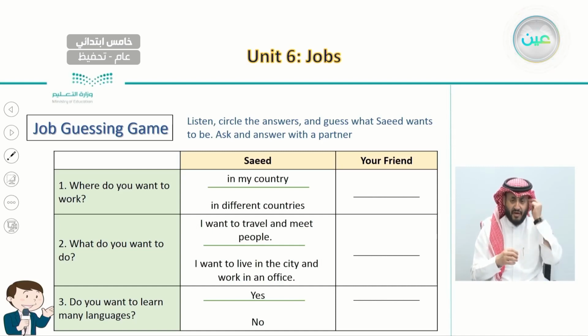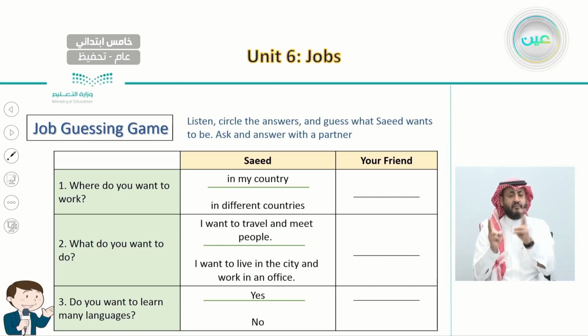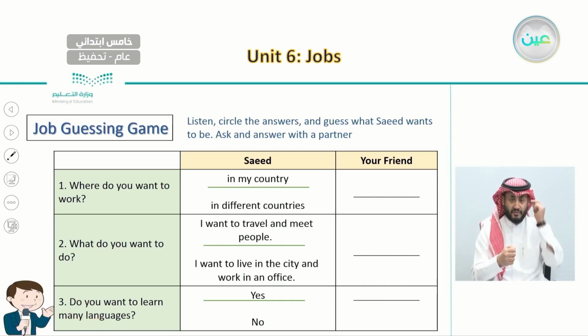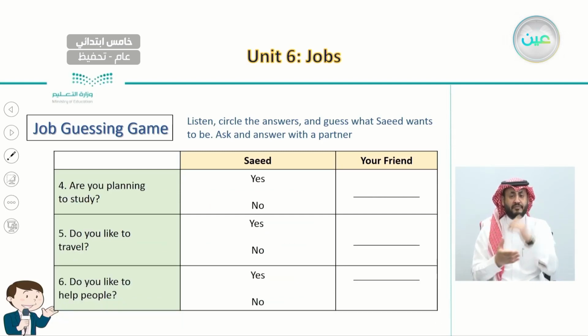For example, when the interviewer asked him, where do you want to work? He says, in my country. Also, when we ask him, what do you want to do? He says, I want to travel and meet people. And when we ask, do you want to learn many languages? He says, yes. Are you planning to study? Said says, yes. Do you like to travel? Said says, yes.